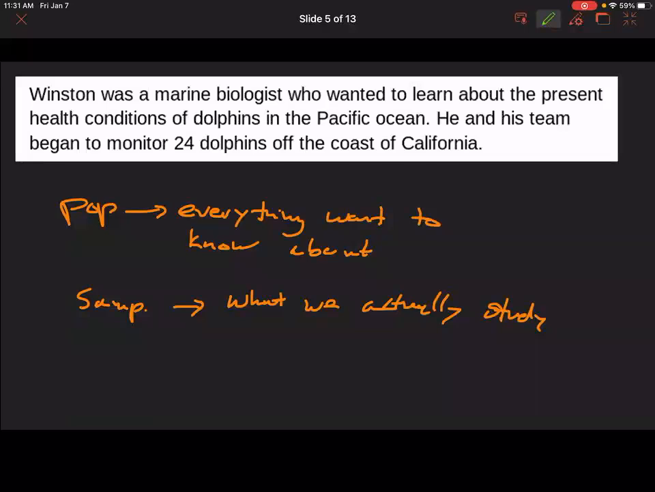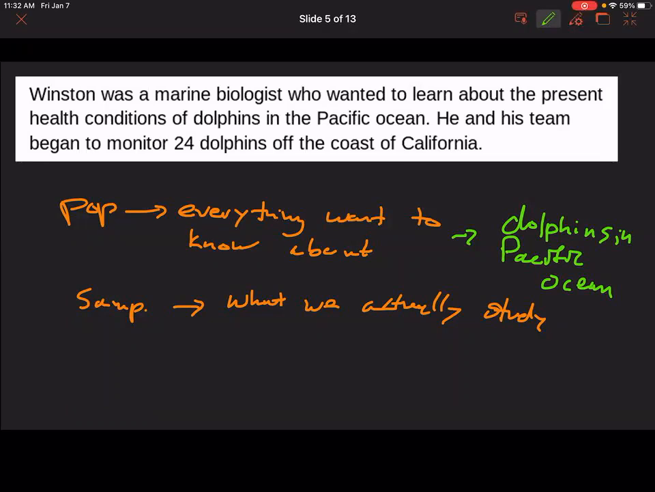So here, Winston, what does he want to learn about? What's everything he wants to learn about? Let's see. He wanted to learn about present health conditions of dolphins in the Pacific Ocean. So what do you think we're going to put for population? Dolphins. But we can be more specific, and we would want to be more specific. He doesn't say he's interested in learning about all dolphins, just dolphins in the Pacific Ocean. Dolphins in the Pacific Ocean.